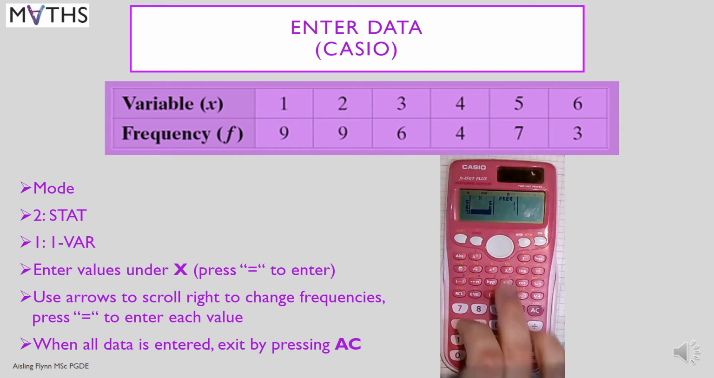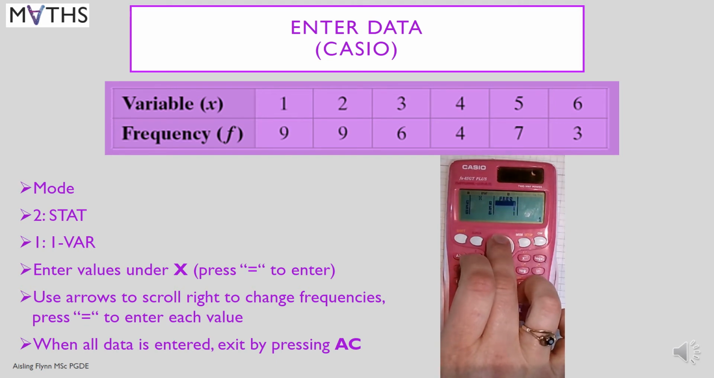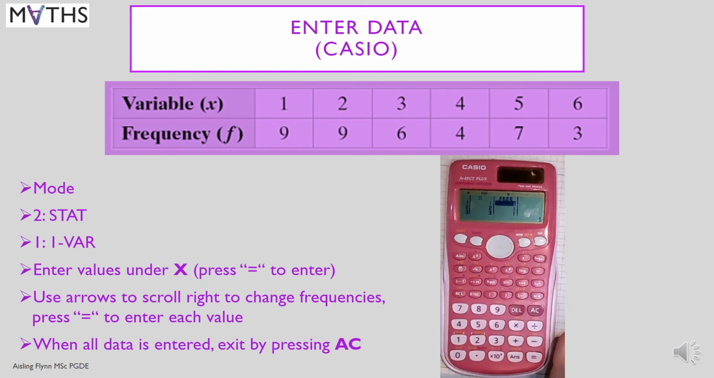But I do want to go back. You see the frequency automatically comes up as 1, but I do want to go back and change that. So I'm going to scroll up. Beside the 1 I had frequency of 9, so there are 9 ones. Press 9 and press enter and you see that's changed there. 9 for the 2s, 6 3s, 4 4s, 7 5s and 3 6s, equals. So there's my frequency table entered, and I can press AC.